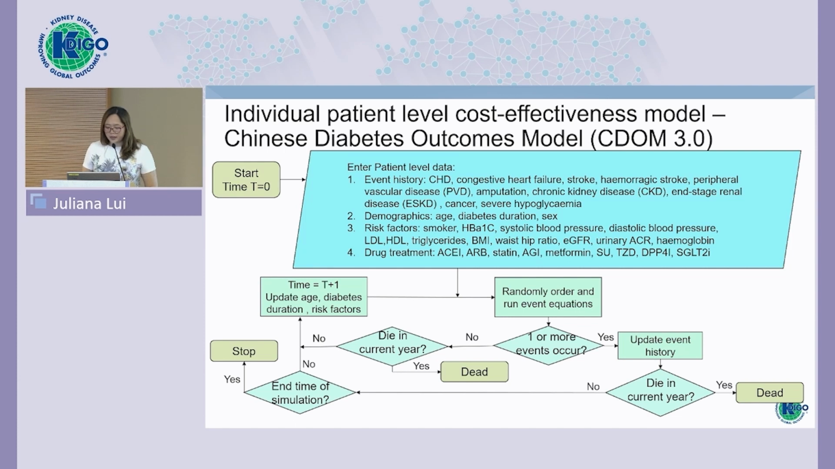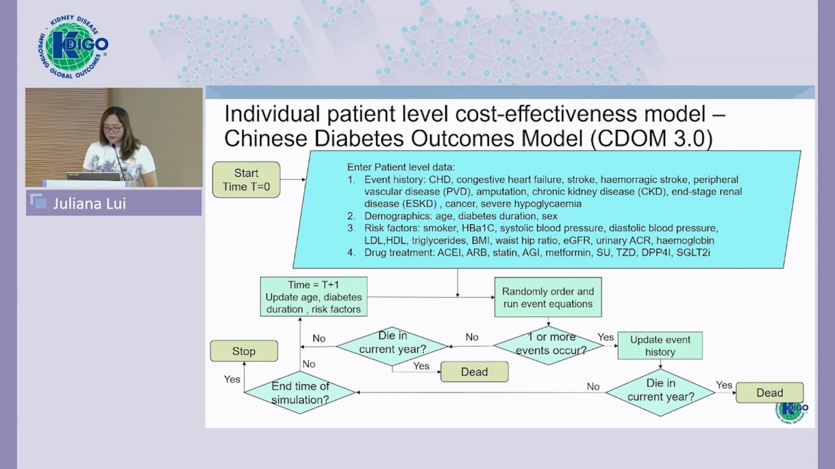The NCD endpoints that we included in the model include coronary heart disease, congestive heart failure, stroke, hemorrhagic stroke, peripheral vascular disease, amputation, chronic kidney disease, end-stage renal disease, cancer, and severe hypoglycemia. Demographics, risk factors, and drug treatments were also adjusted for in the model.